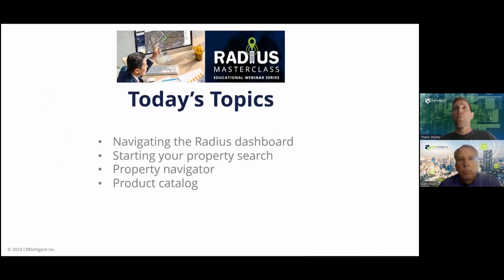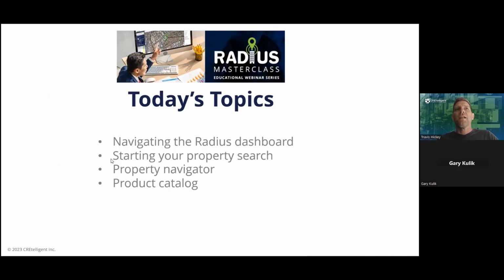Just to cover what we're hoping to cover today in the topics, we'll start with a bit of navigation. How you find your way around the Radius dashboard. Where do I find my saved properties? Where do I see the product catalog? How do I search for a property? Those kinds of questions. Starting your property search, we'll do a demonstration of a property search using an address, viewing some of the details of that property in the navigator, and then ordering products and services and receiving those products and services after they've been completed.